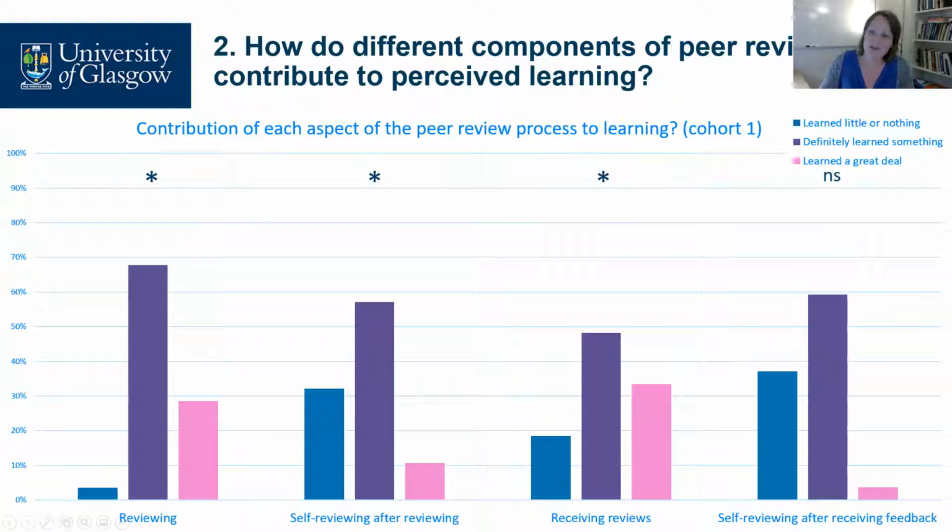For the reviewing stage, overall it was significant. Students reported learning something or a great deal, more than learning nothing, from the process of reviewing other people's work. When it came to self-reviewing, reviewing their own work after having looked at other people's, again, they found that that contributed to their learning. Receiving reviews also significantly contributed to their learning, but self-reviewing after receiving feedback was non-significant, so it didn't seem to be any more helpful than unhelpful on balance overall, which is interesting, but I'll come back to that point.